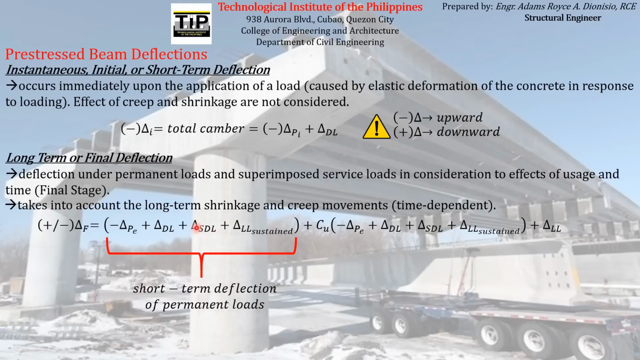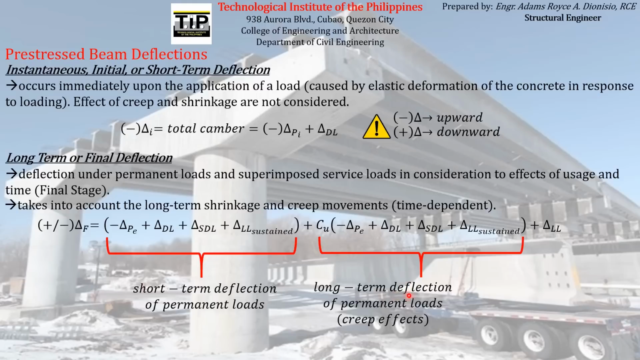So that deflection actually occurs immediately after the application of the load. So actually, this is part of the short-term deflection, which plays a role in the computation of the final deflection, because the final deflection is a function of the short-term deflection plus the long-term effects of the shrinkage and creep. So this is the part wherein we take into account the long-term effects of shrinkage and creep with respect to deflection.